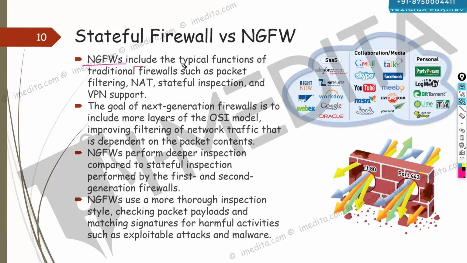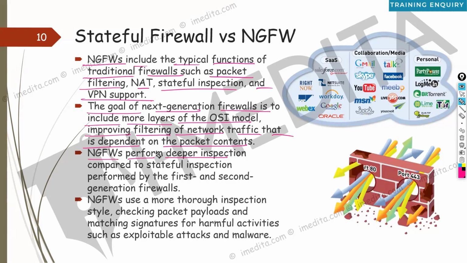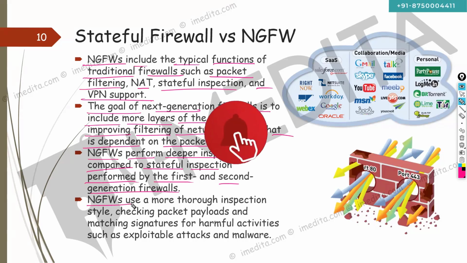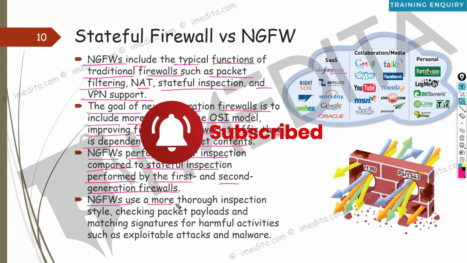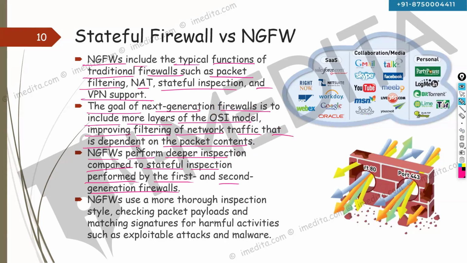Next generation firewall includes typical functions of a traditional firewall like packet filtering, NATting, stateful inspection, and VPN support. The goal of a next generation firewall is to include more layers of the OSI model to improve filtering of network traffic depending on the packet content. It performs deeper inspection as compared to the stateful inspection performed by first and second generation firewalls. No need to read line by line. If you want to go through these lines you can, but break these words.